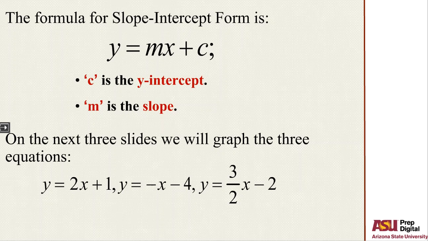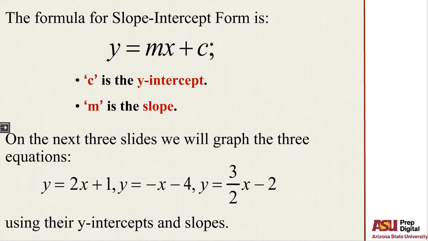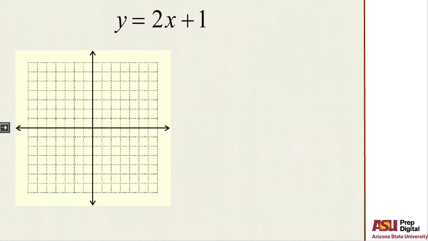And what we're going to do is graph three different lines to show you an example of how to graph these just using those two pieces of information, the intercept and the slope. So here's our first one, y equals 2x plus 1. Now you can use this strategy.